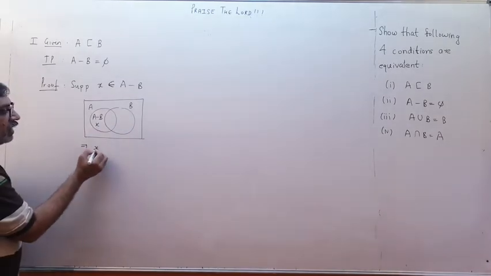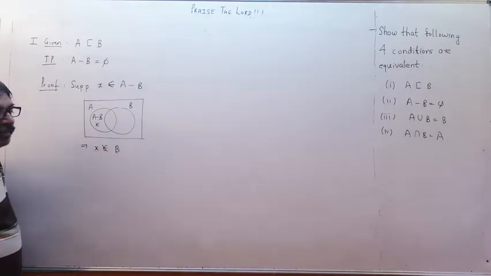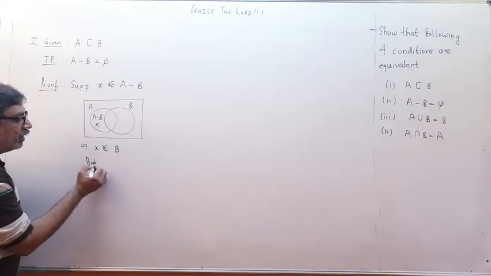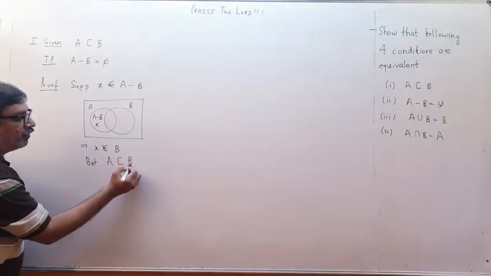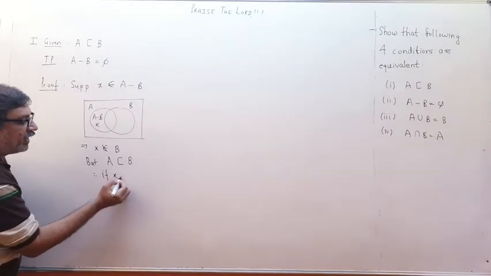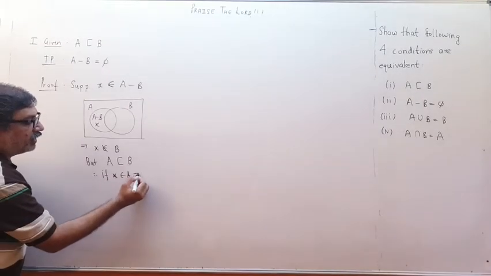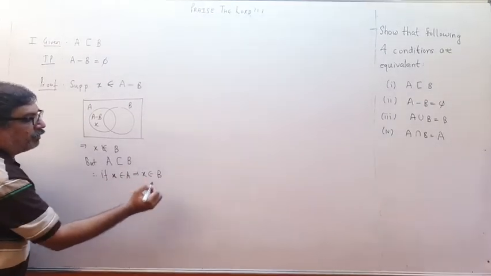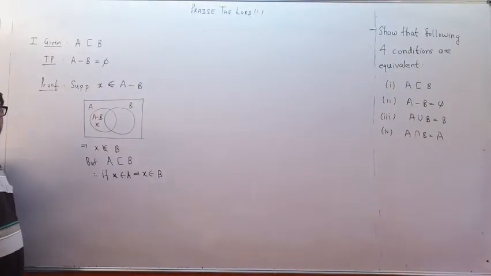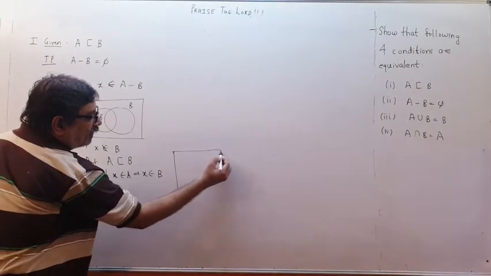That implies x is not present in B. But it is given to me that A is a subset of B. Therefore, if x belongs to A, then x has to belong to B, otherwise A cannot be a subset of B. See, how do I draw the Venn diagram for A subset of B?